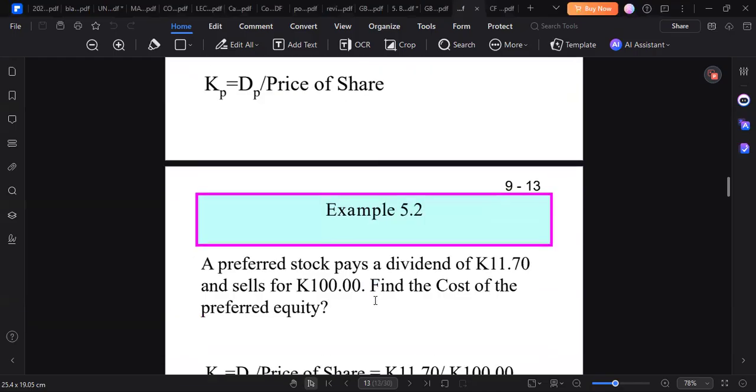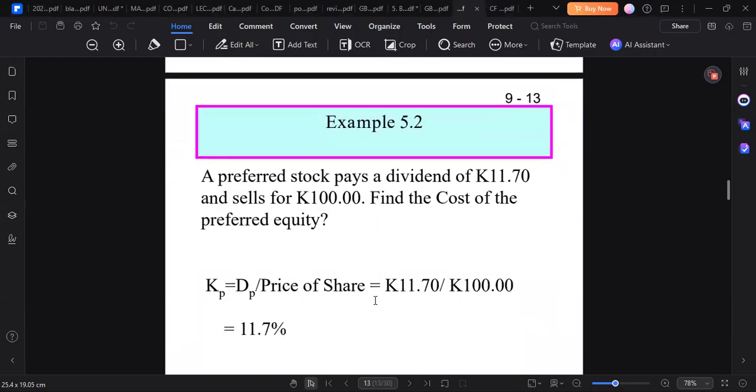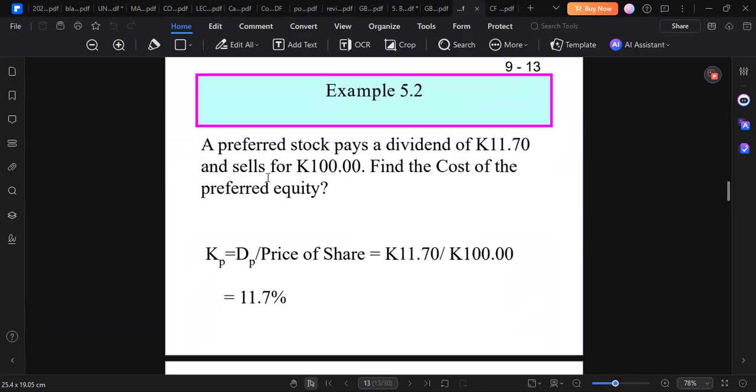Let's look at an example here. Preferred stock just paid 11.7 and sells for 100. What is the cost of preferred stock? It's the dividend paid, 11.7, over the selling price, or the price of a share, which is 100. We get 11.7%.